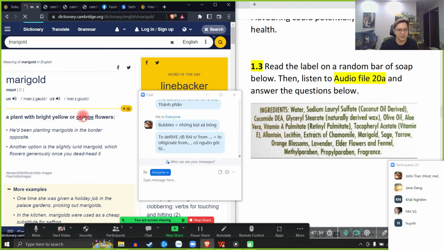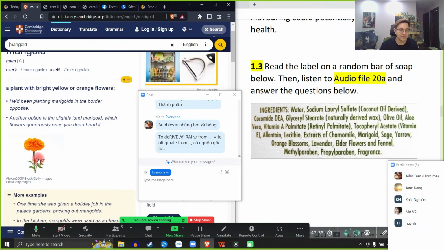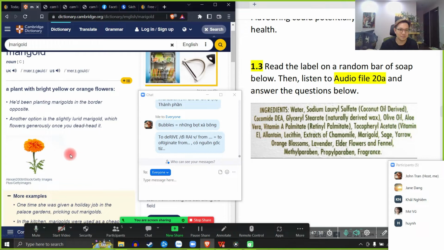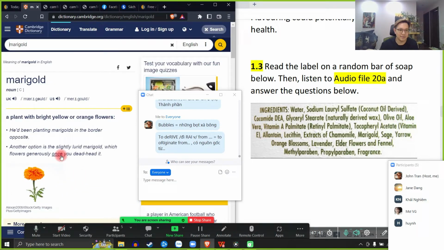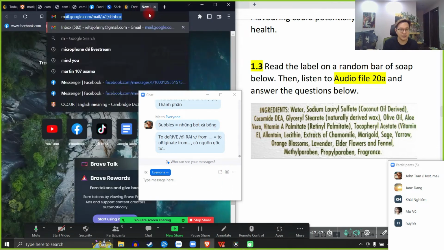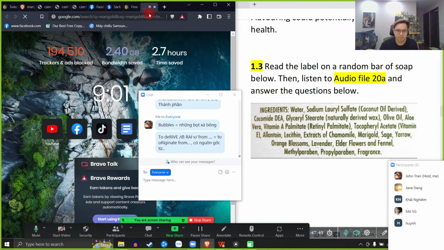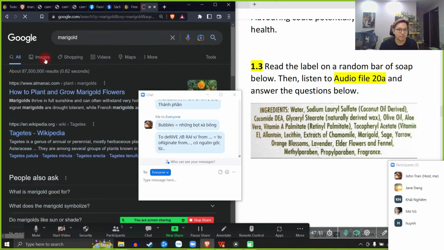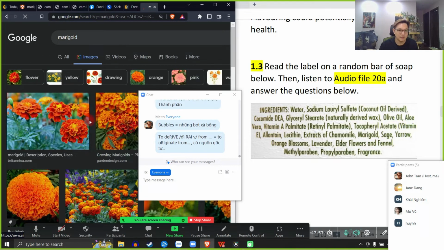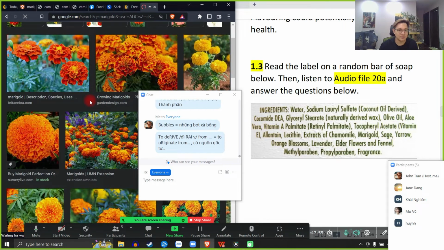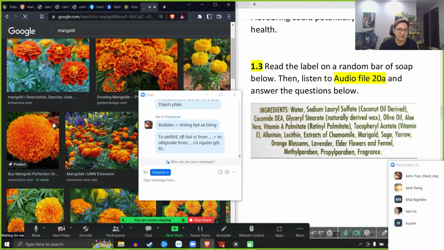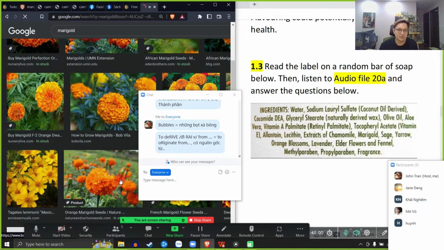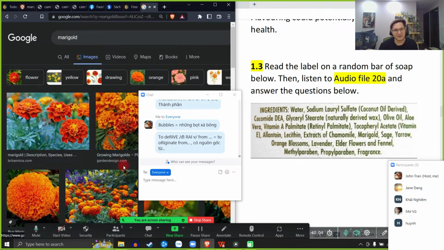A plant with bright yellow or orange flowers. Cái hoa này hoa gì ta? Cúc gì ta? I have no idea what this is. I don't know. I have to check what marigold is. This one, you know what it is? Which one? I don't know. I don't know much about flowers, okay?